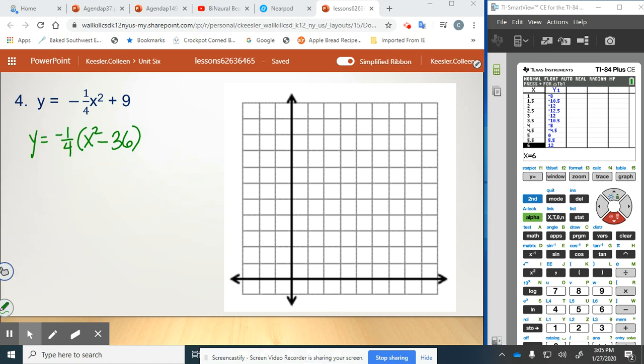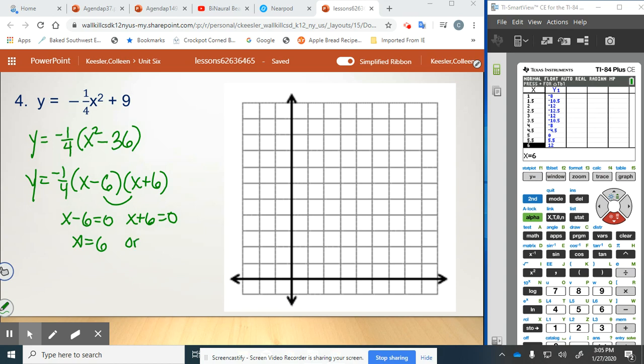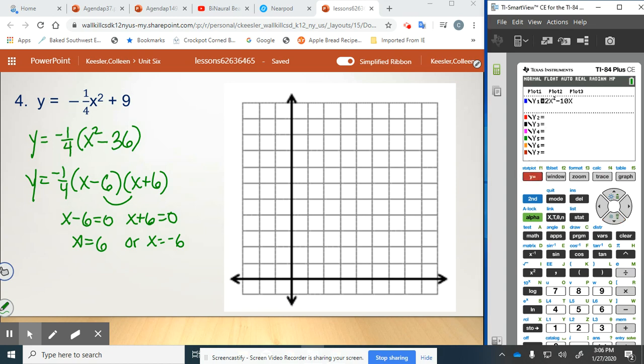And then that's a difference of two perfect squares, so that's y equals -1/4 times x minus 6, and then x plus 6. So then if I set these two equal to 0, x minus 6 equals 0, or x plus 6 equals 0, so x equals positive 6 or x equals negative 6. So positive 6 and negative 6 should be my roots, which is where I cross the x-axis. So let's pull up the table and see if we find the same thing.